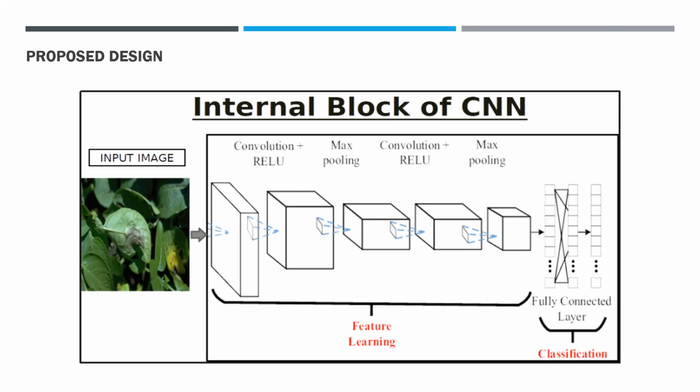Whenever this input image is fed into this convolutional neural network, we have 3 layers, that is convolution layer, pooling layer, and fully connected layer. In this convolution layer, we use the ReLU algorithm. This convolution layer refers to the filtering process, and ReLU means rectified linear unit. It is an activation function. The negative values in the filters are replaced with 0.